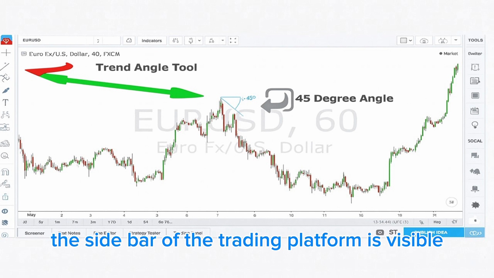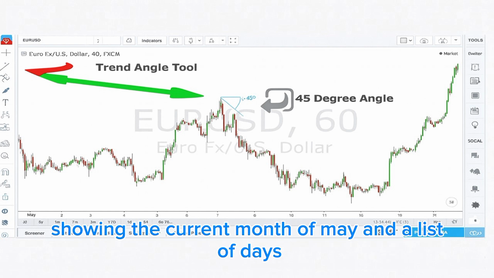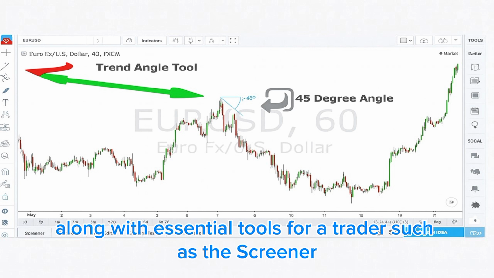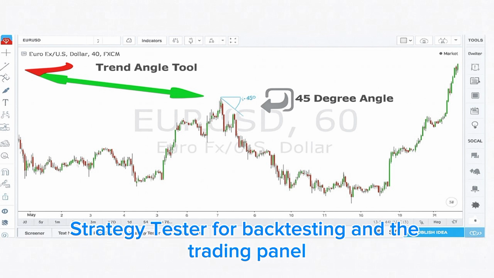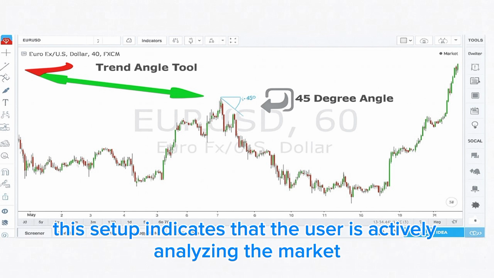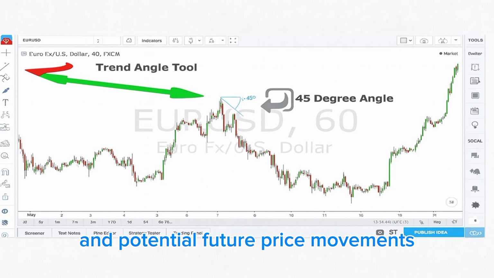The sidebar of the trading platform is visible, showing the current month of May and a list of days, along with essential tools for a trader such as the screener, Pine Editor for coding custom indicators, Strategy Tester for backtesting, and the trading panel. This setup indicates that the user is actively analyzing the market, using the 45-degree angle as a guide to assess the trend's health and potential future price movements.